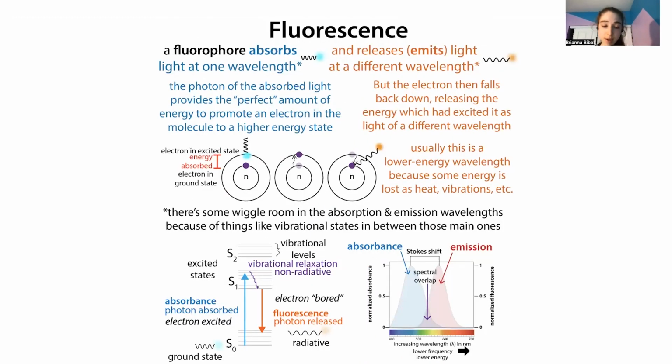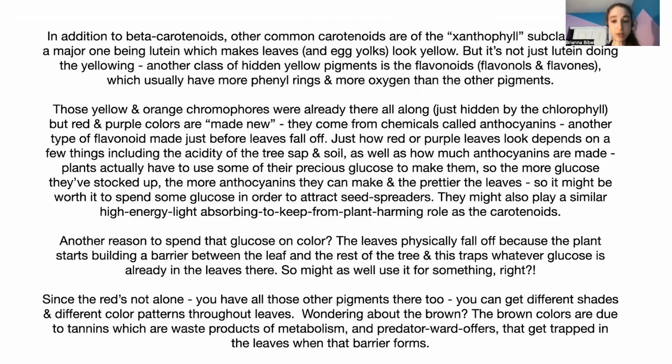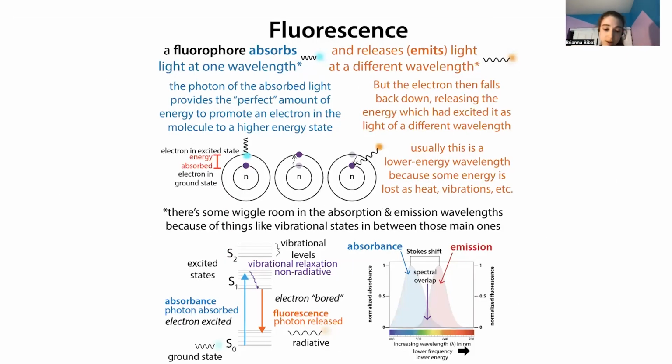Because it takes glucose to make it, plants might not want to spend their energy on making it. But when the leaves are falling off, the plant starts building a barrier between the leaf and the rest of the tree. The glucose that was already in the leaves gets trapped there, and since they can't use it for other things like the roots, why not use it for color? There are also waste products that can make things look brown, and various compounds that ward off predators and that sort of thing.